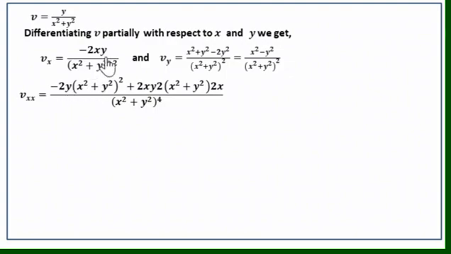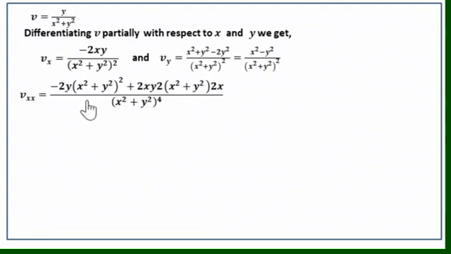So minus second term will be minus numerator, minus 2xy, that is plus 2xy, into derivative of denominator: 2 into (x square plus y square) into derivative of x square plus y square with respect to x, which is 2x. So we get this, or we can simplify this.